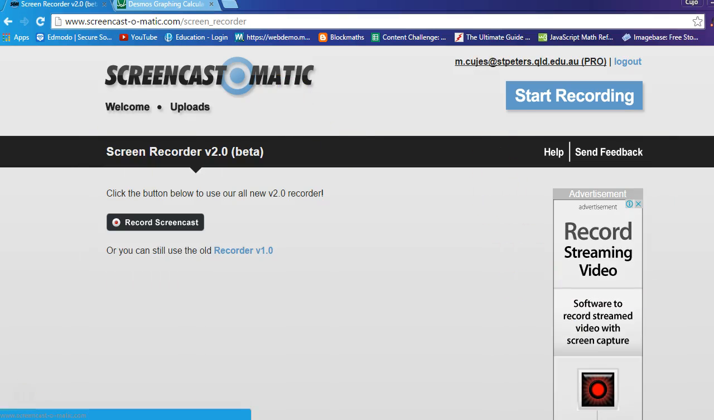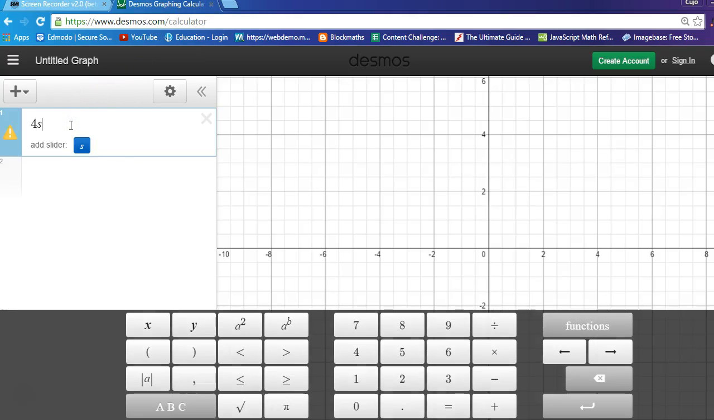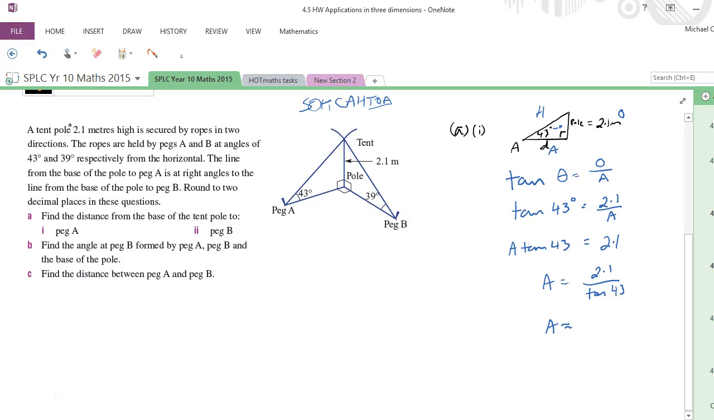And we'll go to our trusty Desmos. What we're looking for is 2.1 divided by tan of 43, which should still be in degrees, so that should be right, 2.25 meters. That sounds very reasonable. It should be slightly longer than the 2.1 because the angle up the top there is going to be 47, so it's slightly bigger. So the opposite side should be slightly bigger. Sounds spot on to me.